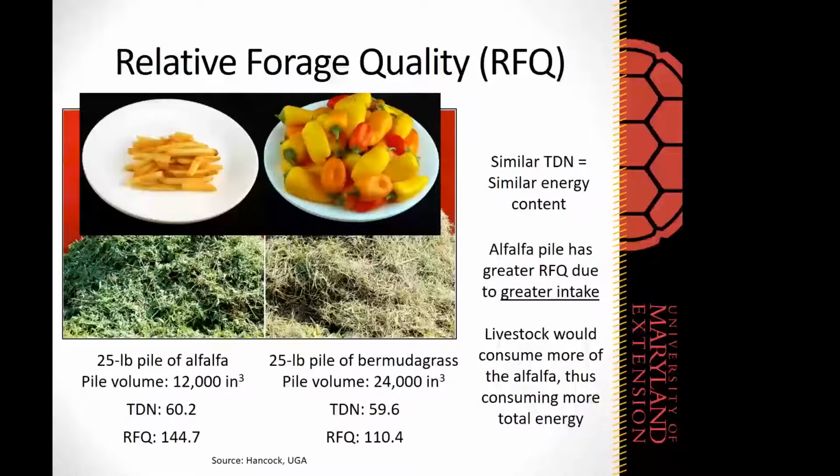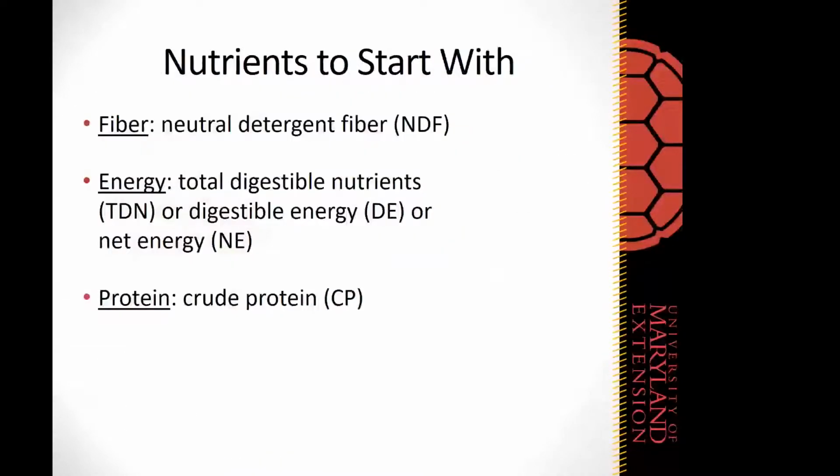So one measure to lump all of these different factors together is what we use relative forage quality for. I know I threw a lot of different things at you, a lot of different nutrients that we talked about, a lot of different values. Usually these are my recommendations if someone's just getting started or just looking at their first forage analysis and they want a place to start. These are the three things that I would look at first.